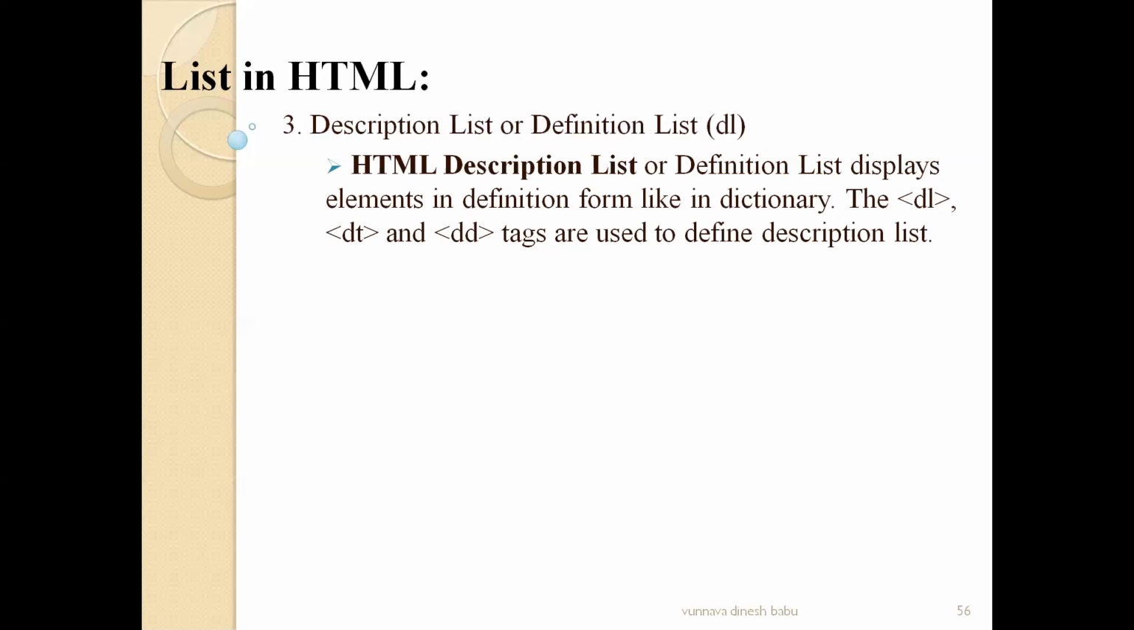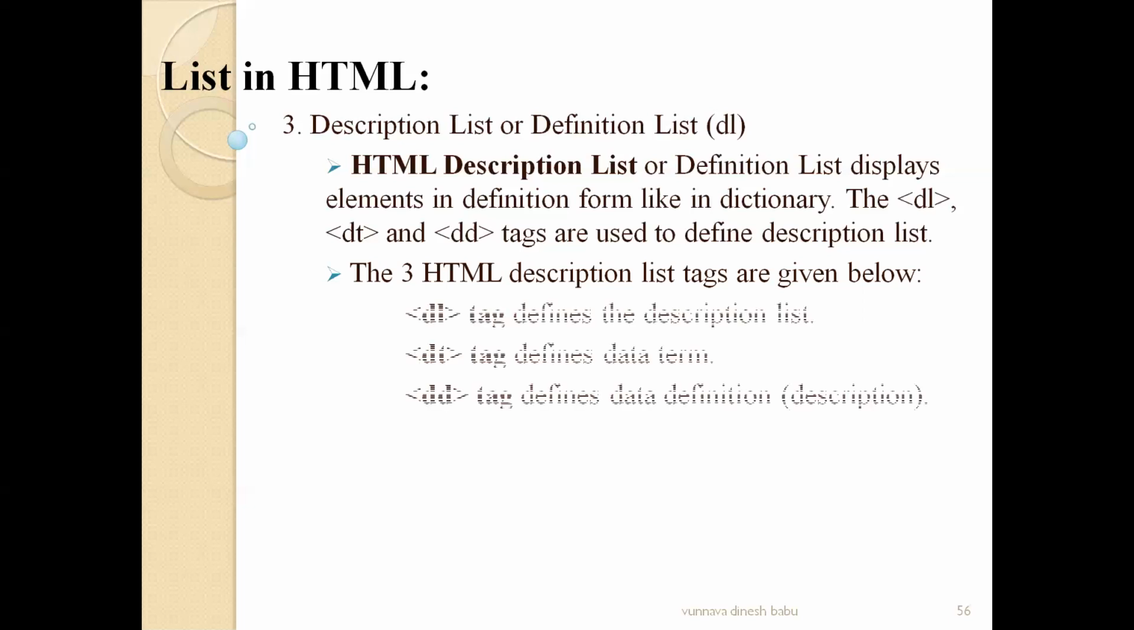So the DL tag is used to create a description list on a web page. And then we have two tags, description term, that is DT, and then description definition, DD. If we want to create a description list, we have to use the DL tag. If we want to create a description term, we have to use the DT tag. And if we want to create the definition of the description, we have to use the DD tag.